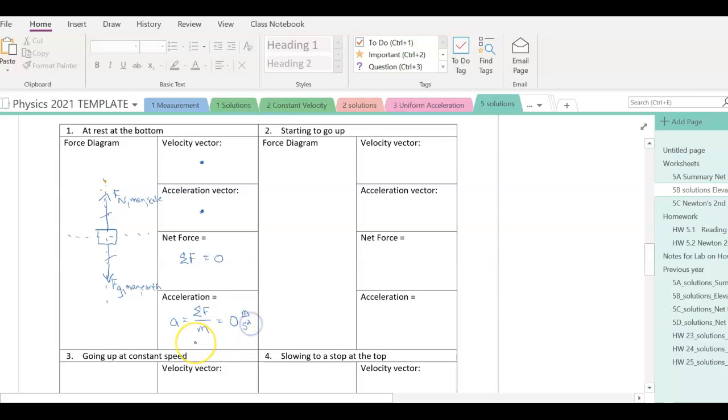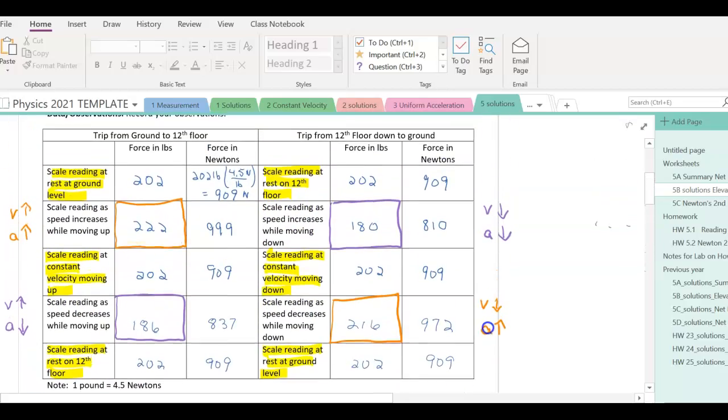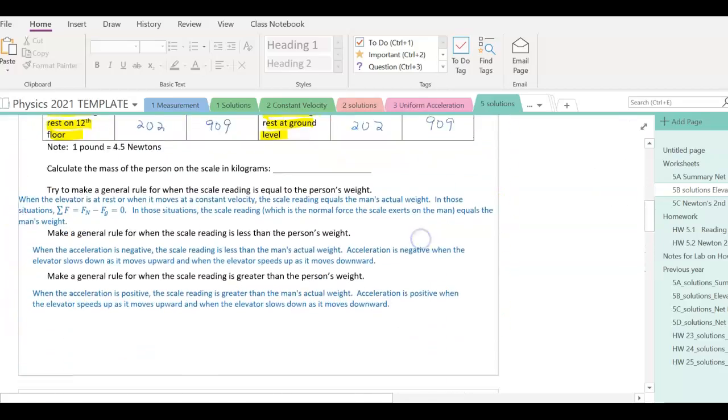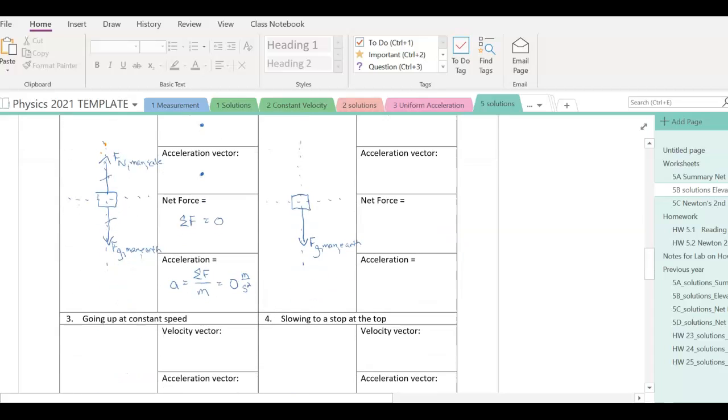Okay, let's look at another situation where the elevator is starting to move upward. So it is speeding up, right? Because it was at rest and now it's starting to move. Let's look at the force diagram for this situation. So the gravitational force on the man that's being exerted by the Earth has not changed. I'll just go up and find that. That is 909 newtons, so we can fill that in.